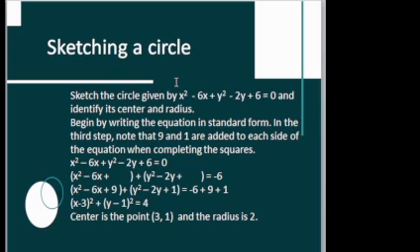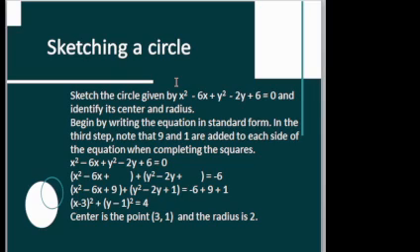Okay, another example is sketch the circle given by x squared minus 6x plus y squared minus 2y plus 6 equals 0. And we have to identify its center and radius so that we can sketch the circle after this. So we have to begin by writing the equation in standard form. In the third step, note that 9 and 1 are added to each side of the equation when completing the squares. So we have x squared minus 6x plus y squared minus 2y plus 6 equals 0. So we will group those terms with the same variables.